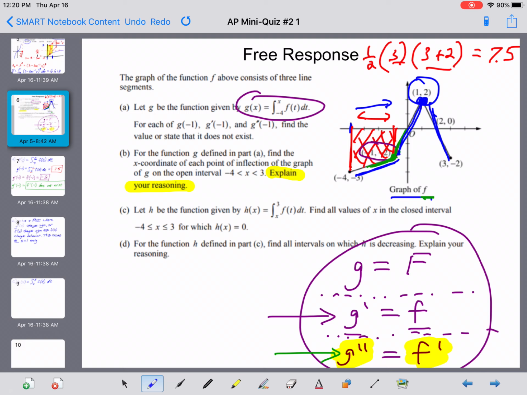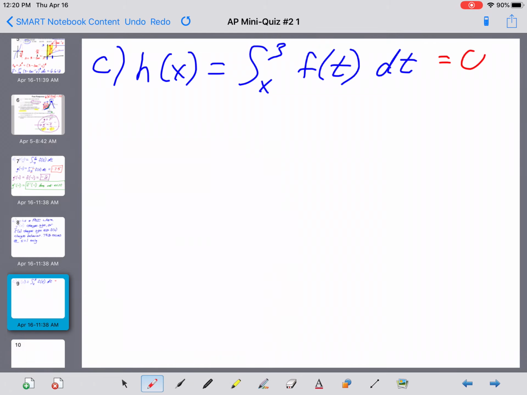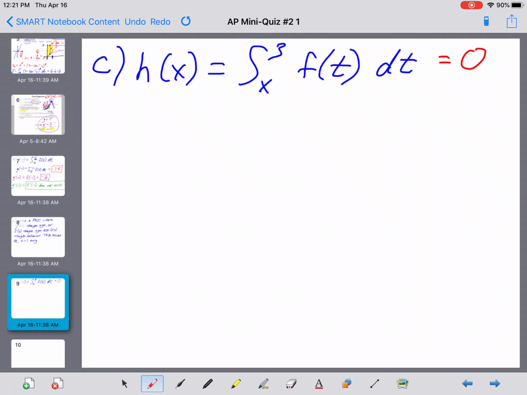Find all values of x in the closed interval for which h of x is equal to 0. Okay, so we want to know when this function right here, h of x, is equal to 0. And we were doing that on the interval here, I believe we said from -4 to 3. Okay, well, one answer should be jumping out at you right away.